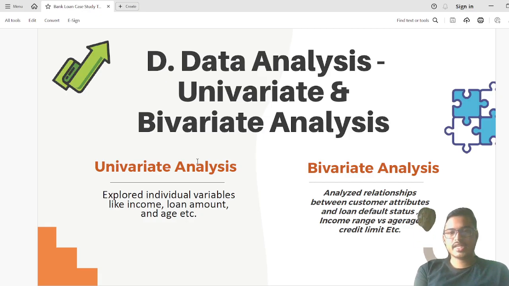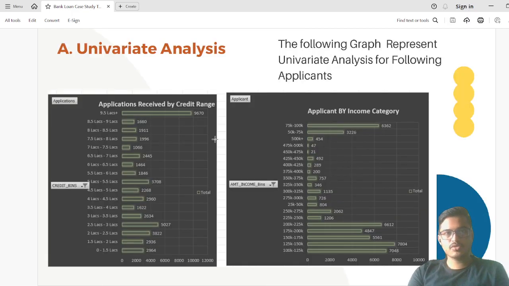In the bivariate analysis, we analyze the relationship between the customer attributes and the loan default status, income range versus average credit limit, etc. Both are important and both are on the same level. Let's get started with the univariate analysis. The following graphs represent the univariate analysis for the applicants: the applications received by credit range and the applications by income range.